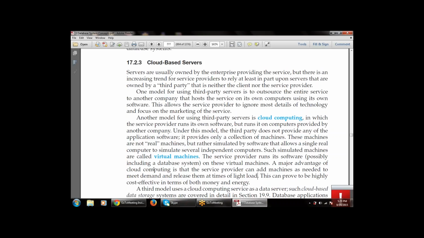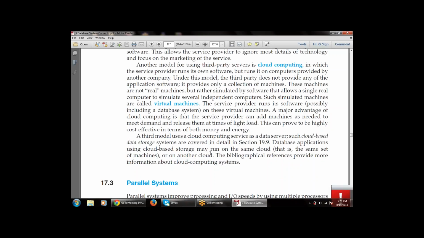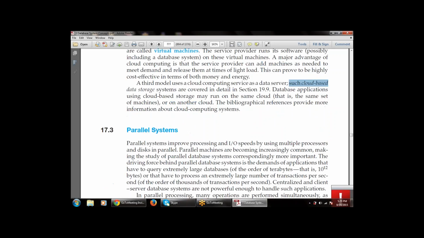A major advantage of cloud computing is that the service provider can add machines as needed to meet the demand, the requirement of the load. This can prove to be highly cost effective in terms of both money and energy. A third model uses cloud computing as a data server, such as cloud-based data storage, covered in Section 19.9, in the 19th chapter.